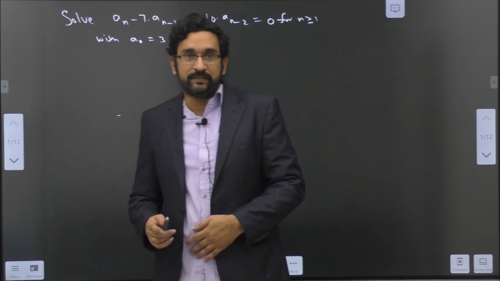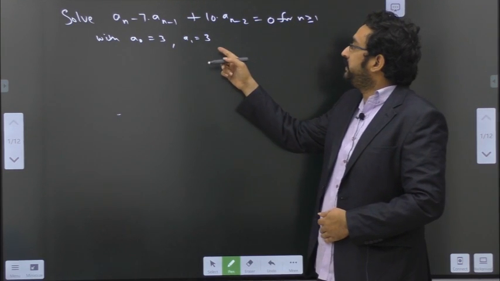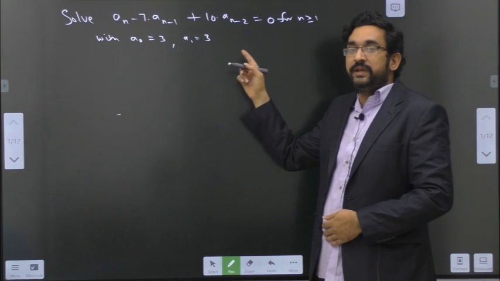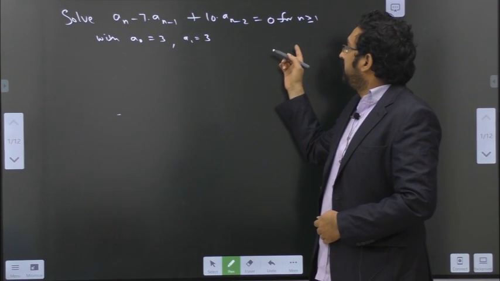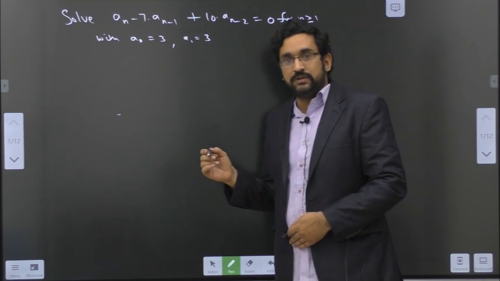Now we are going to solve one problem. Solve the linear recurrence relation a_n minus 7 a_(n-1) plus 10 a_(n-2) equal to 0 for n greater than or equal to 2, with a_0 equal to 3 and a_1 equal to 3.